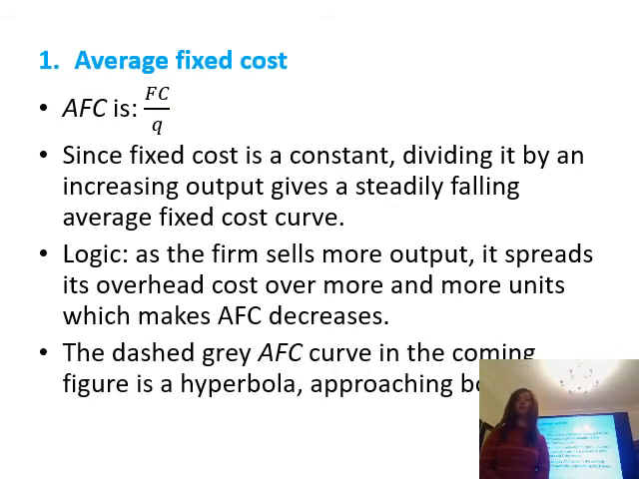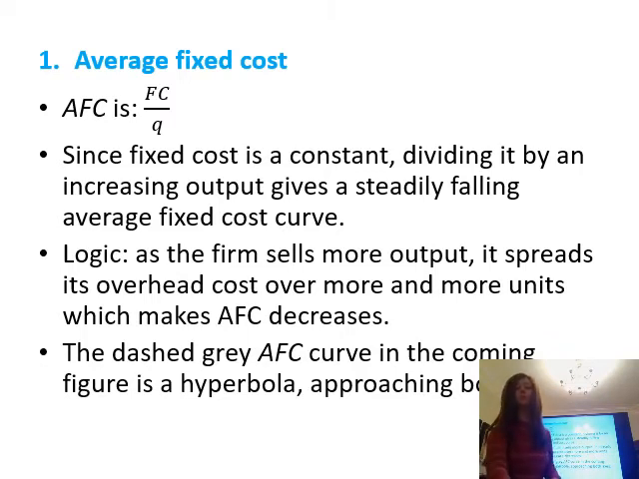What's the logic behind it? The logic is that as the firm produces and sells more output, it spreads the overhead costs, or the fixed costs, over more and more units, which makes the average fixed cost decrease. Mathematically, we know why it decreases: the quantity is in the denominator and it is increasing, and I'm dividing a fixed quantity by increasing units. So this implies that the average fixed cost is decreasing. The logic behind it is that as you produce more, you are spreading the fixed payments over larger units of output.